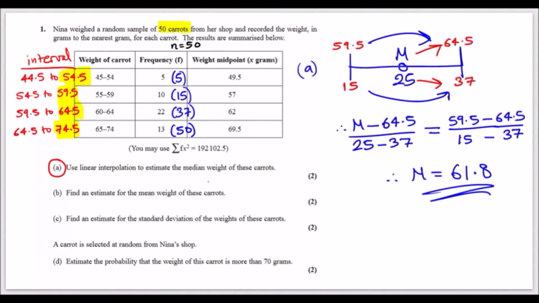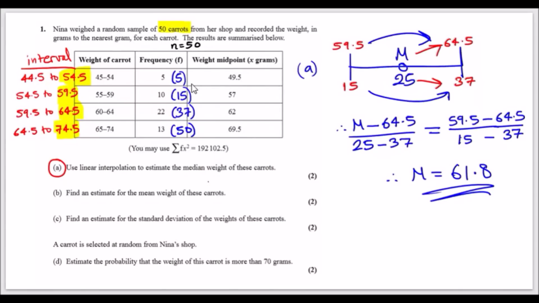So in this video we're going to go through the entirety of every single question, and of course to begin with we're going to start with question 1. So let's go. Nina weighed a random sample of 50 carrots, so n is 50, from her shop and recorded the weight in grams to the nearest gram. So the results are summarized below.